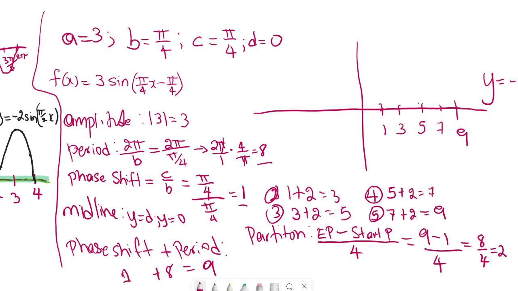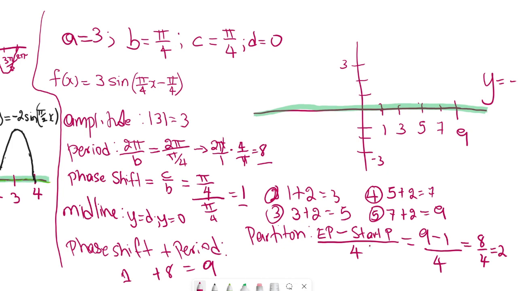So since our amplitude is 3, and again, our midline happens to be 0, so we're here. That's my midline. Okay, so I'm going to be 3 units above my midline. That's the height of my graph. And then 3 units below is the depth or the lowest point. So this would be -3 and this would be 3.